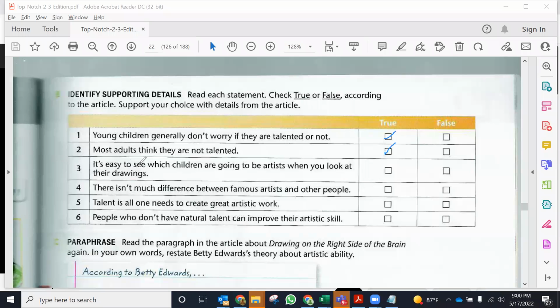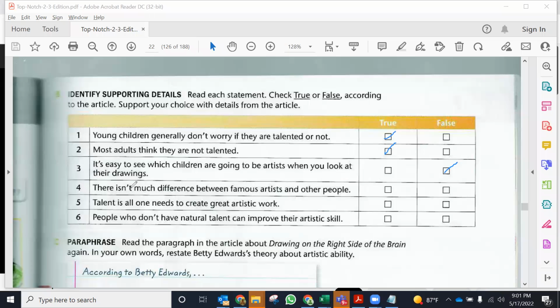Number 3, it's easy to see which children are going to be artists when you look at their drawings. Cuando ves sus dibujos es fácil decir cuáles niños van a ser artistas. True or false? False. Every kid draws in the same way.